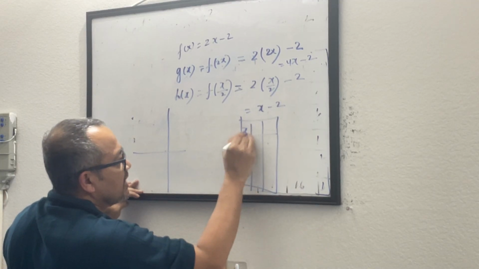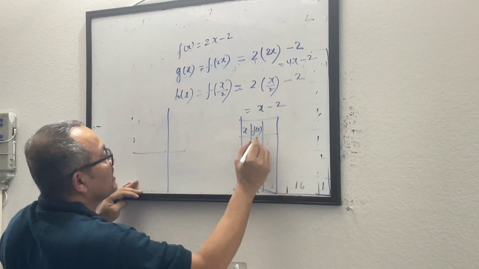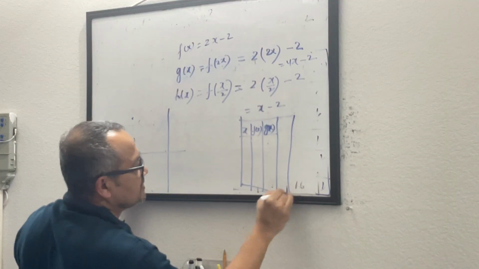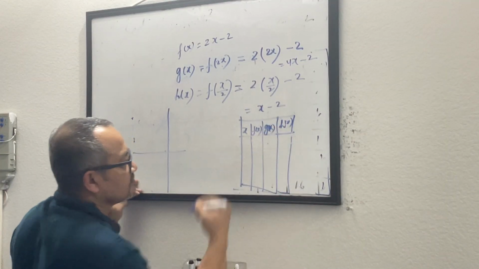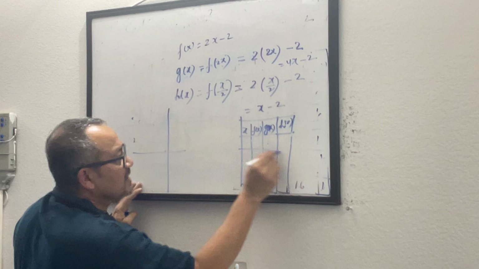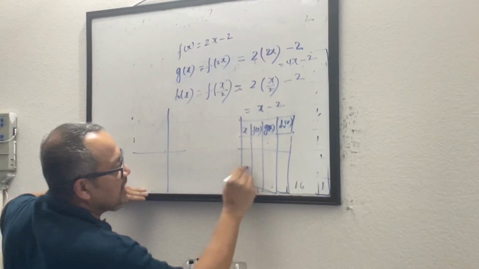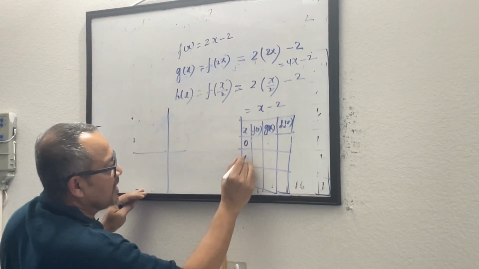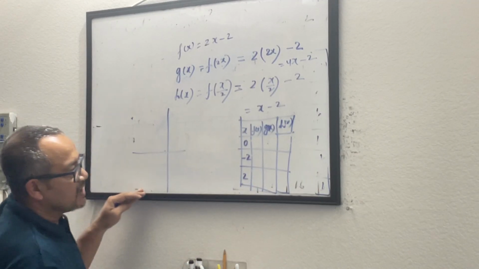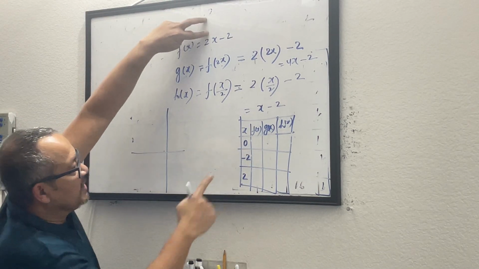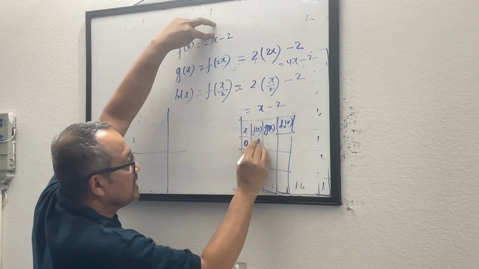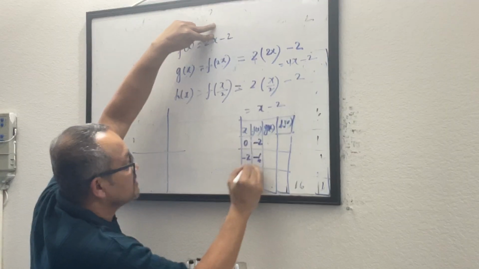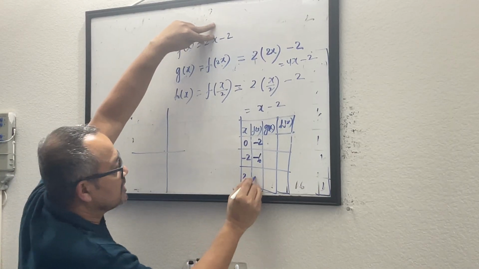Let's look at it: x, f of x, g of x and h of x. Since this is a linear equation, I will just pick 2 or 3 points: when x is 0, when x is minus 2, and when x is 2. Let's see what the value of f of x is. When x is 0, this became 0, minus 2. When x is minus 2, this became minus 4, and it's minus 6. When x is 2, it became 4 minus 2, that is 2.